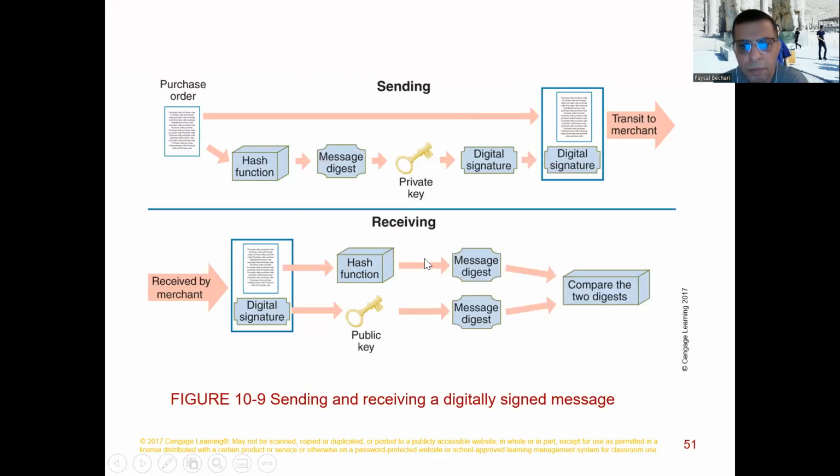We'll talk about this. So the purchase order, you go through a hash function, message digest, and then private keys, and then convert it back. And the same thing when receiving. It could be sent two ways, the request sent differently and the payment process. So sending and receiving a digitally signed message. And then you can compare these two together.